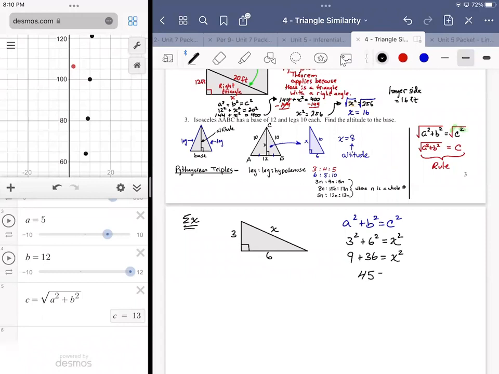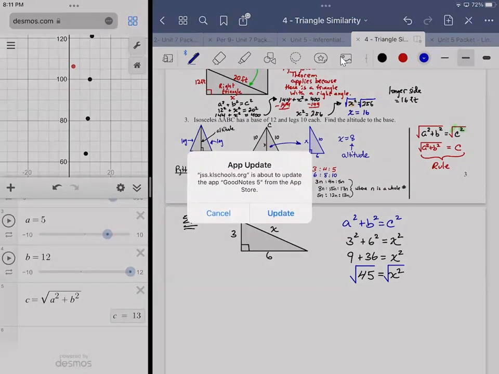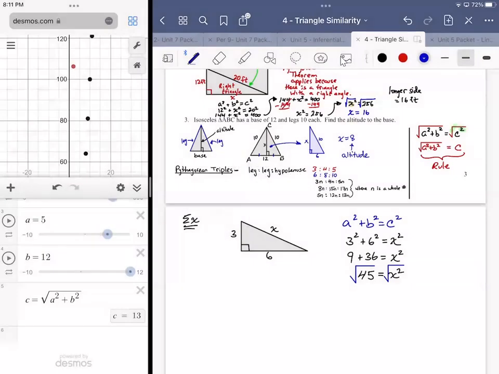You get 45 is equal to x squared. Now, when I go to take the square root, I'm doing this by hand, but I could also do it on Desmos. You're going to get a decimal, which is telling us that we need to simplify rather than convert it into decimal form. I don't know if it's going to crash.